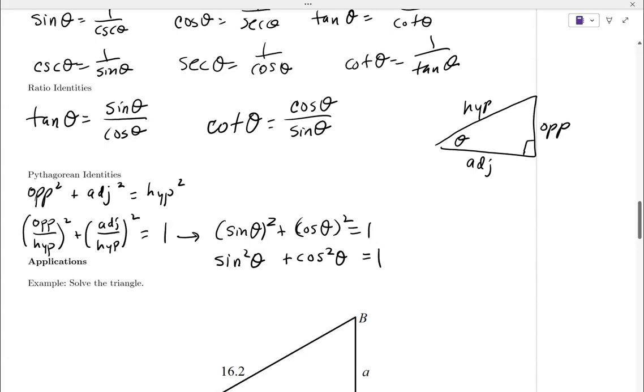And a lot of times we say sine squared theta plus cosine squared theta equals 1 because we're just reading it from left to right. But don't get confused by the notation. This notation means you're actually doing this. You're taking the sine of the angle and then squaring it. You're taking the cosine of the angle and then squaring it.